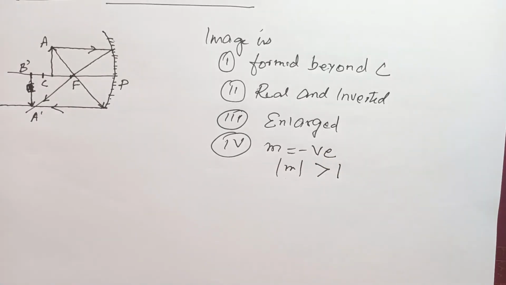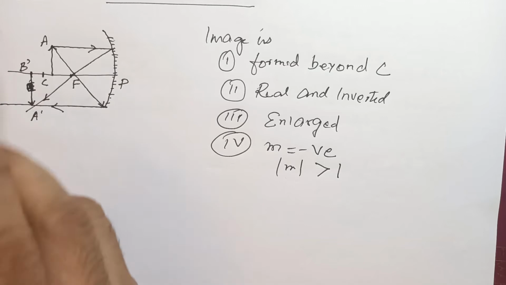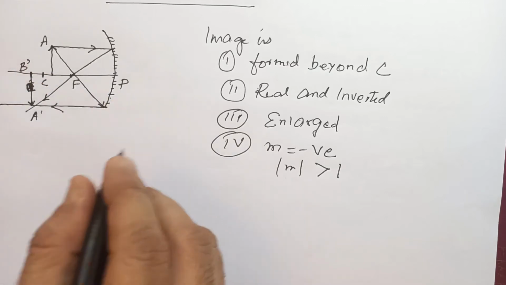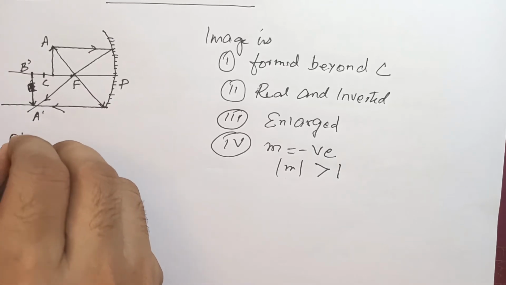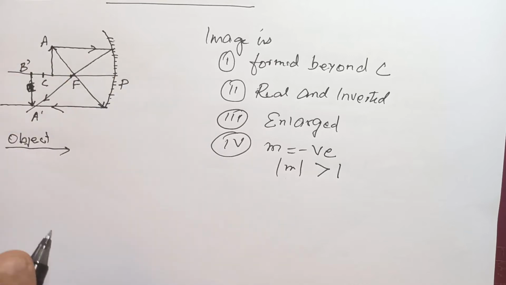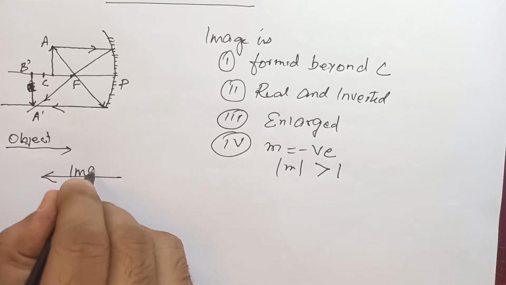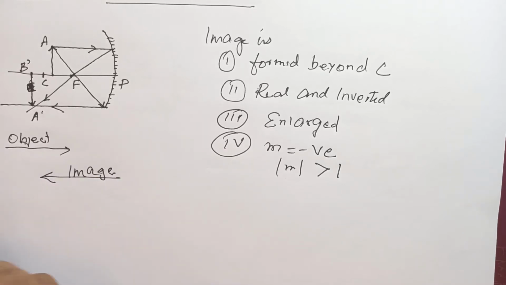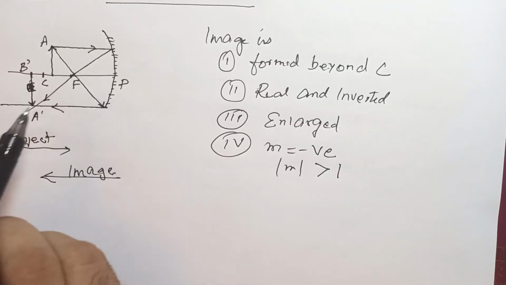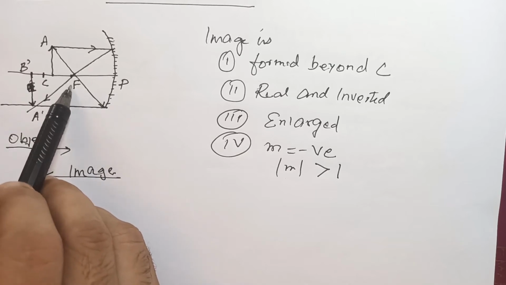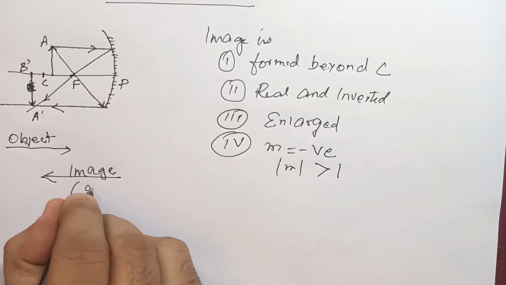Okay, now you have to remember 2 things. Number 1 is, see, the object is moving. If we do the analysis, the object is moving this way towards the mirror. Now the image is actually moving this way. Earlier the image was small, then it was equal size, now bigger. So the image is getting bigger.